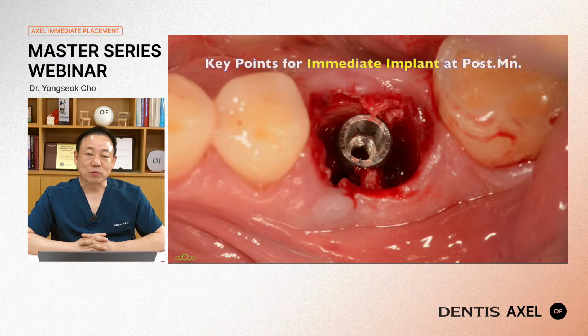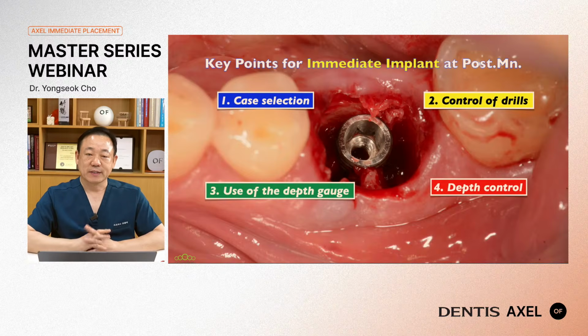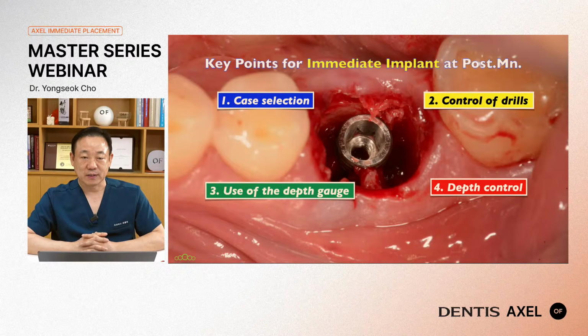What is the key point of immediate implant at the posterior mandible? There are 4 key points. First, case selection. And second, control over drills. And third, use of the depth gauge. And last, depth control.